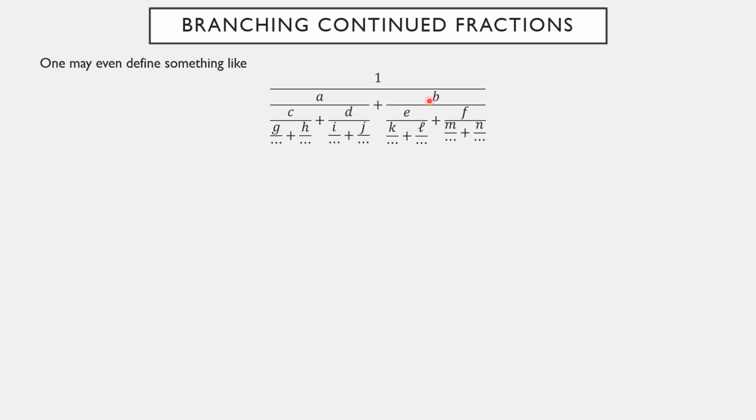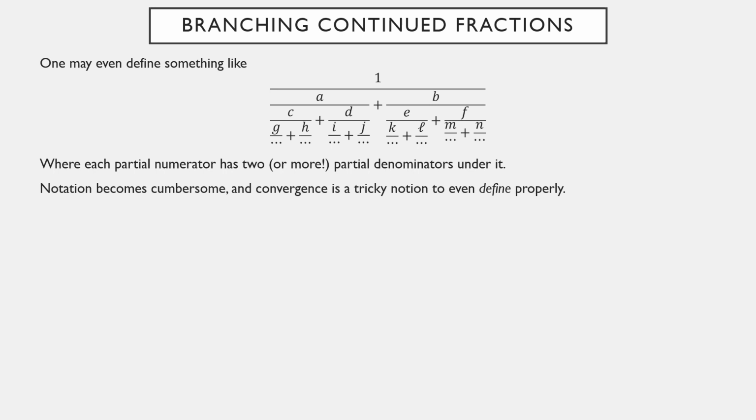Even beyond semiregular continued fractions and n continued fractions and generalized continued fractions as defined at the beginning of this video, you could do something like this. Okay, so we've got a numerator, maybe it's 1, maybe it's something else, but it's got two denominators underneath it, which each have two denominators underneath them, and so forth. Okay, so each partial numerator can have 2 or 3 or who knows how many partial denominators under it, and you just sort of keep going.